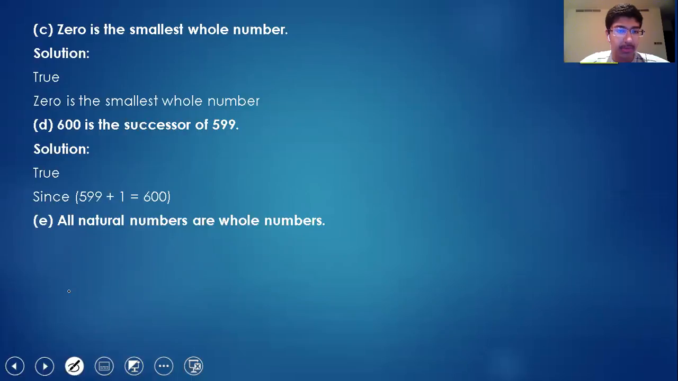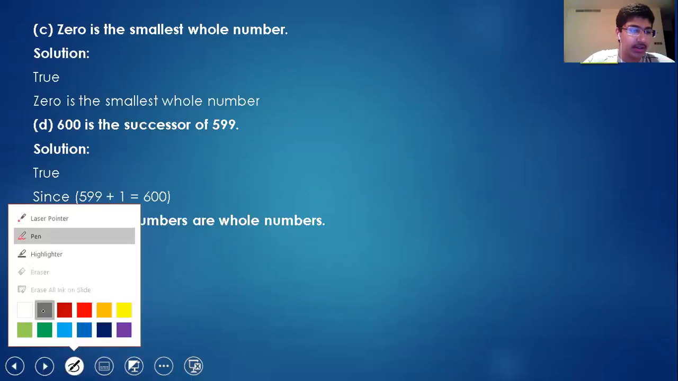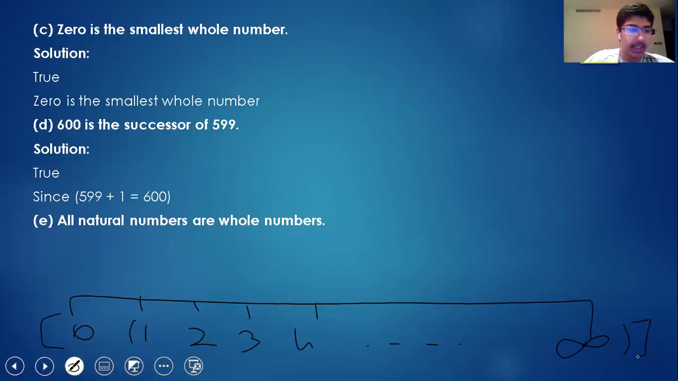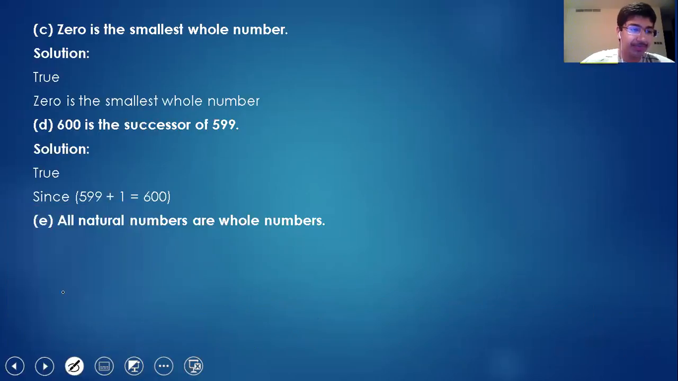Next one, all natural numbers are whole numbers. Let's take the number line. 0, 1, 2, 3, 4, and so on to infinity. So they say all natural numbers are whole numbers. Natural numbers are what? From 1 to infinity. And whole numbers are from 0 to infinity. Obviously, natural numbers lie within whole numbers. So this statement is true.